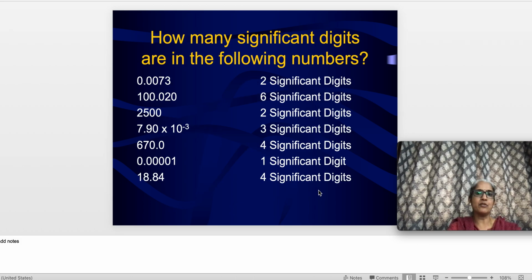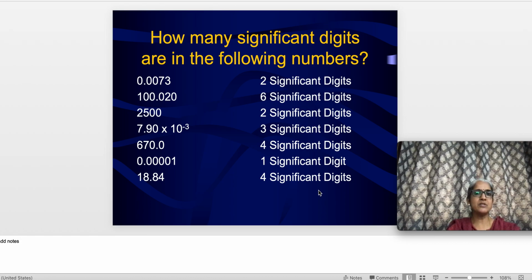And of course, how many significant digits? Now, these are just examples for you to try. I will take a pause again for you to check if you have really understood what we are looking at. And the numbers are written in different formats. We will soon introduce you to the standard form.